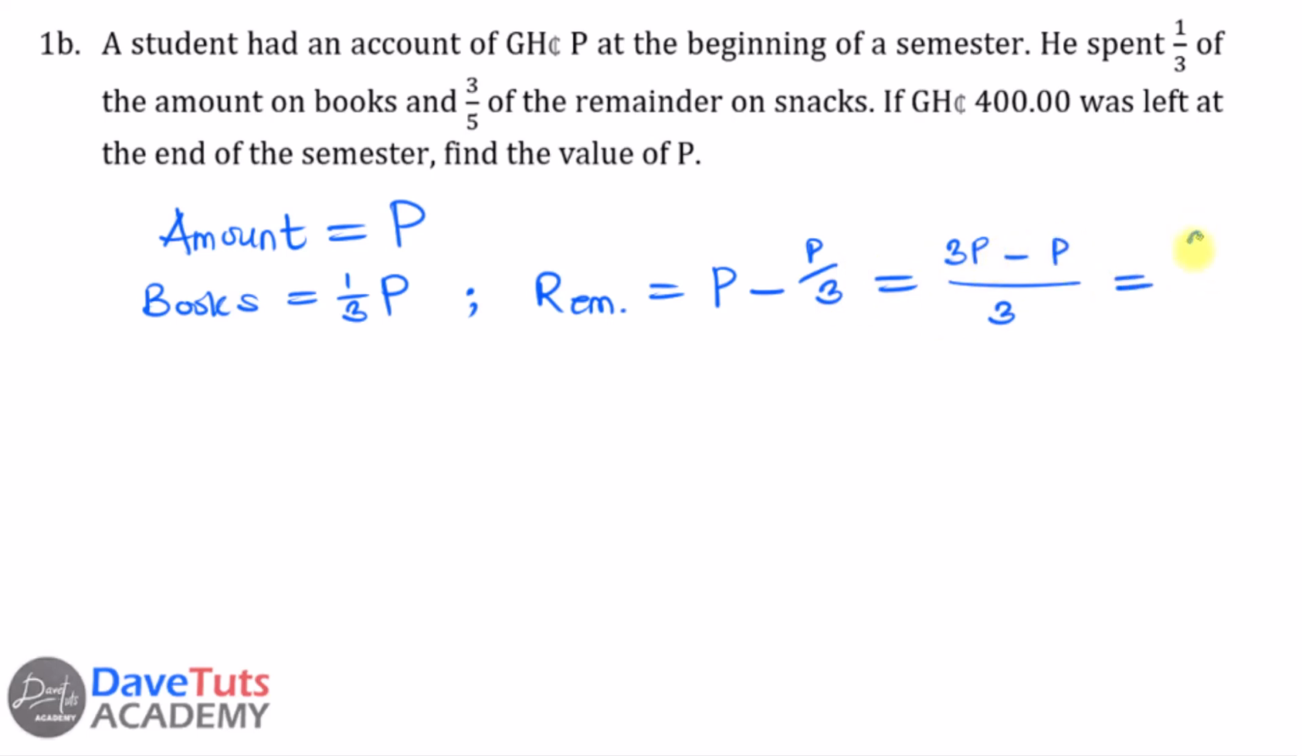So inherently, what we have is 2P/3 as the remainder after he had deducted the money for the books. And then we are now told that furthermore, he spent 3/5 of the remainder on snacks. So this is that remainder, and we need to look at 3/5 of this remainder to get the amount he spent on snacks. So if that is the case, we can now say that snacks will amount to 3 over 5 of this remainder, which we got to be 2p over 3.